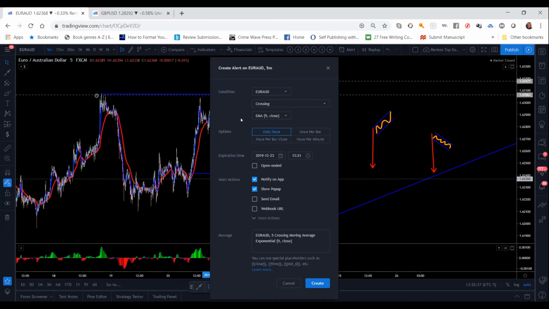That makes sense to everyone? Can you do the MACD again? All you do is you choose MACD, you have crossing, and you can set it to crossing up or crossing down, okay?